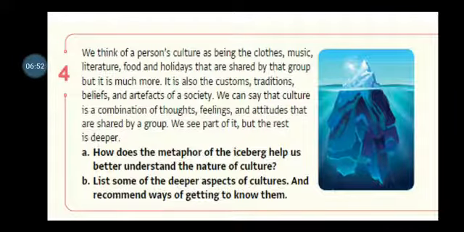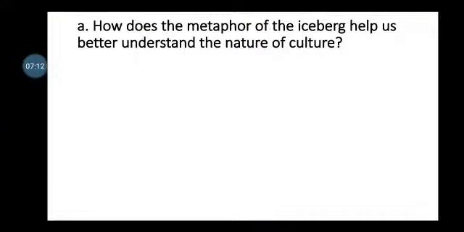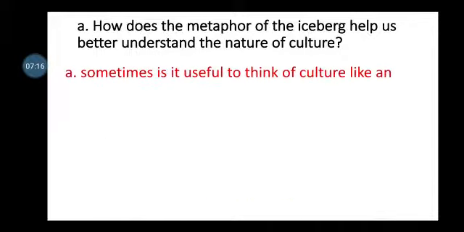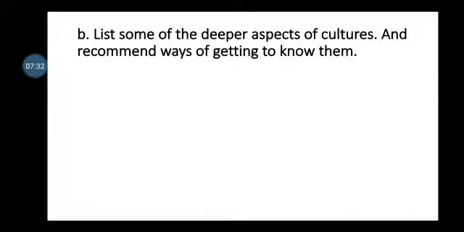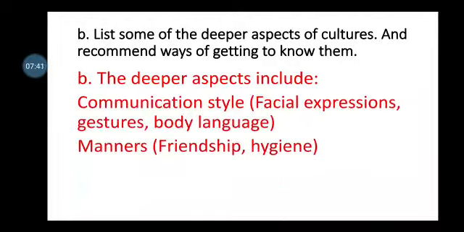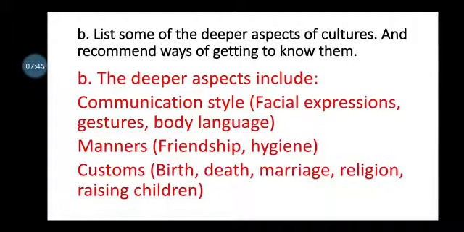What you know about the people is just like this metaphor of an iceberg. Look at the visible side of the iceberg. This is what you can see about the other people when you meet them. But there are a lot of deep aspects in culture. You cannot see them unless you communicate with the people around you. This metaphor of iceberg helps us to understand that it is useful to think of culture like an iceberg. Some cultural aspects are visible and easy to see. For example, clothes, languages, food, and festivals. Of course, there are a lot of deeper aspects of culture. You cannot see them. For example, the communication styles, manners, and customs. You need to communicate with those people to understand all of these cultural aspects.